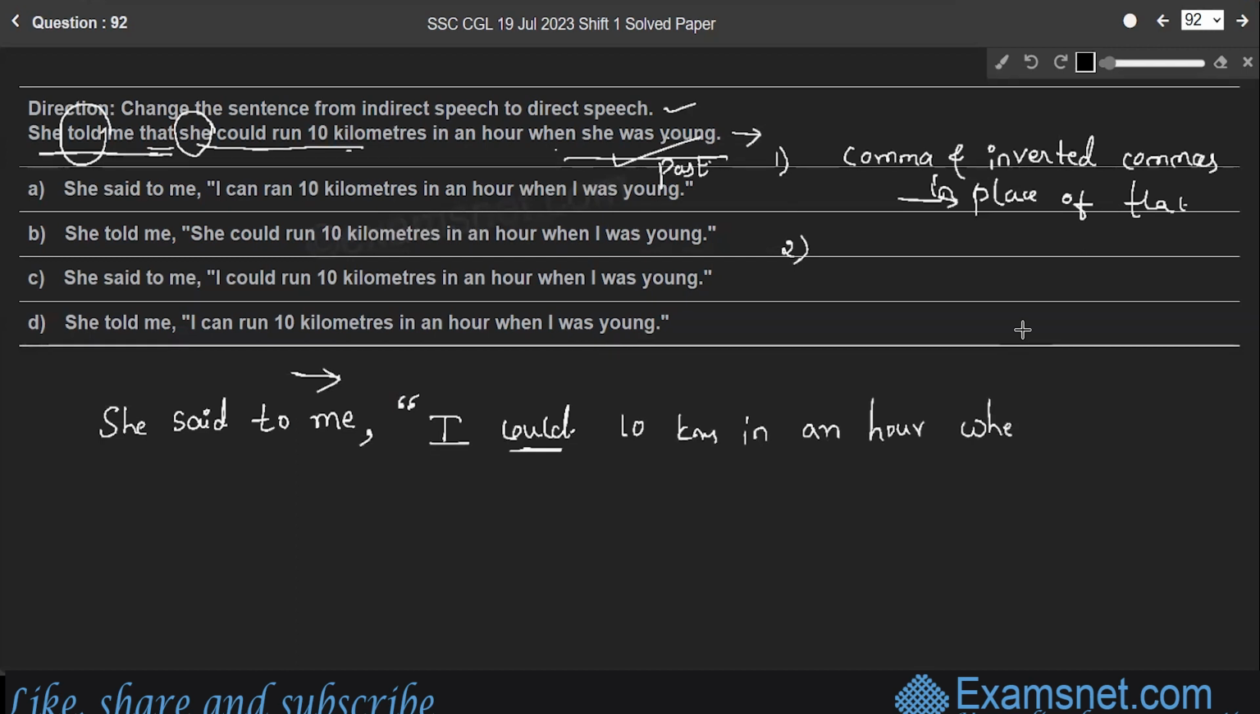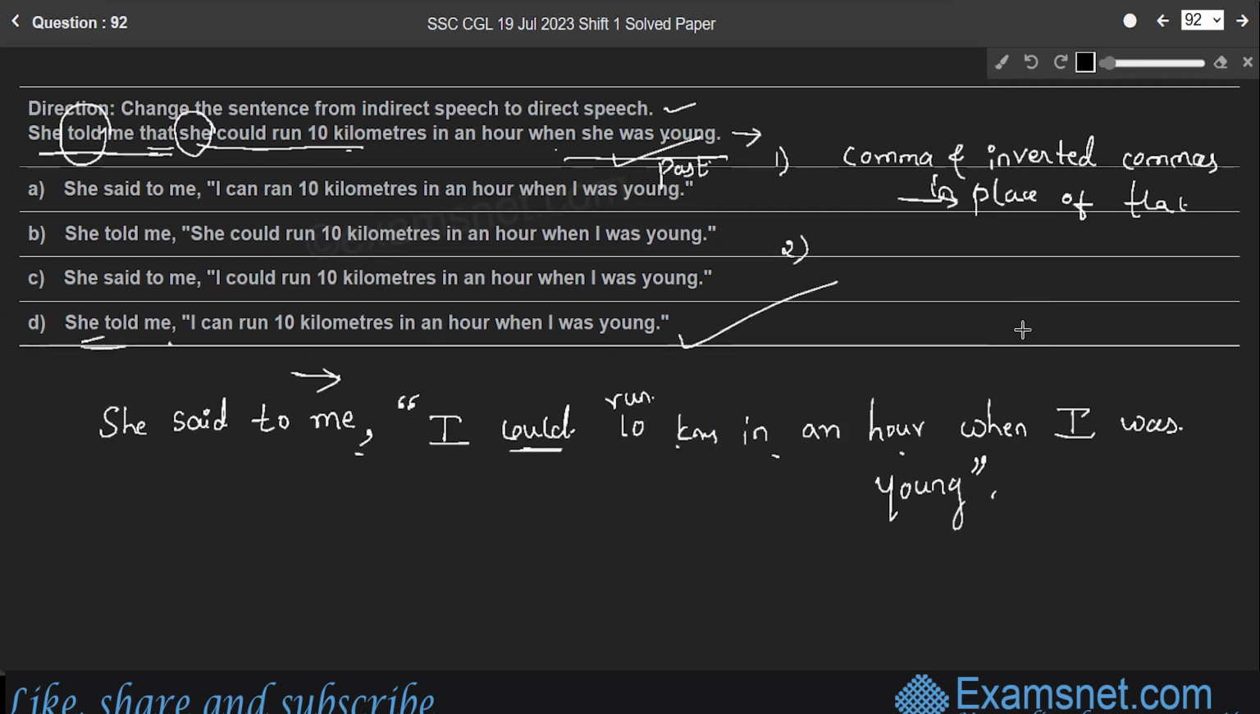when I was young. When the person herself is talking about her past ability, therefore I could run 10 kilometers in an hour when I was young. So close the comma, right? So she said to me, I could run 10 kilometers in an hour when I was young is the right answer, right? So direct speech form is option D.